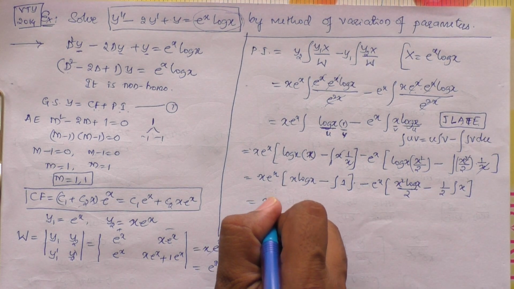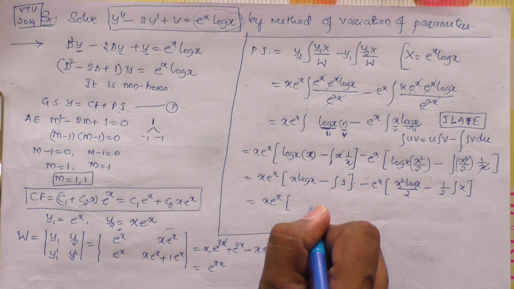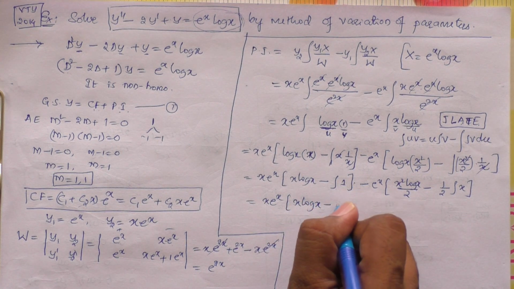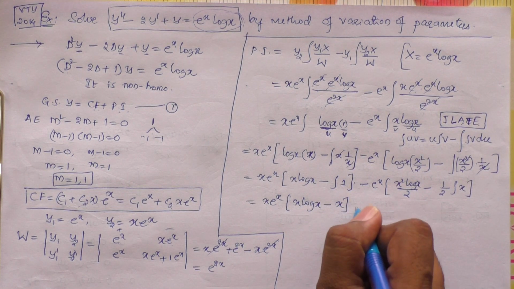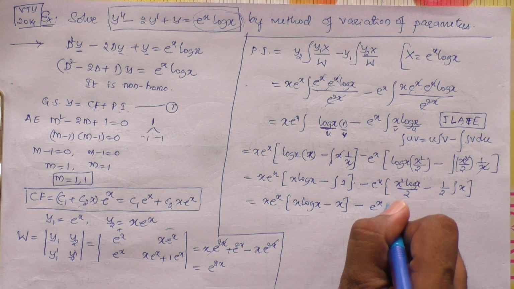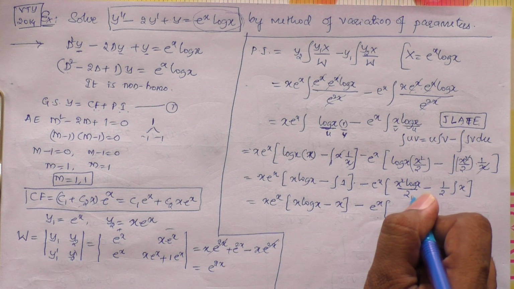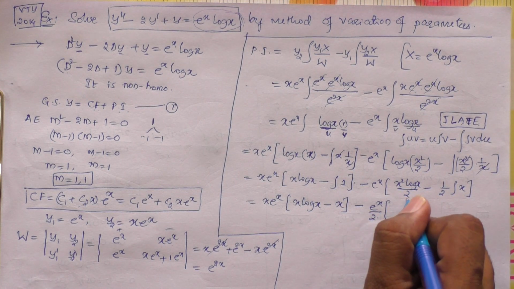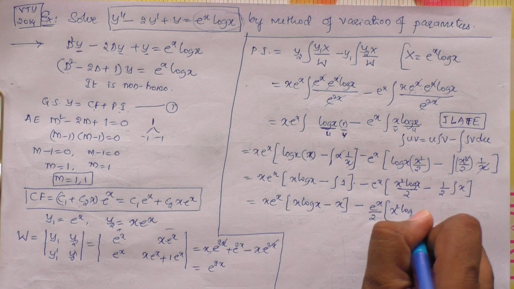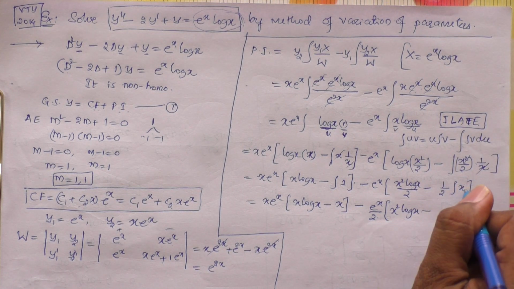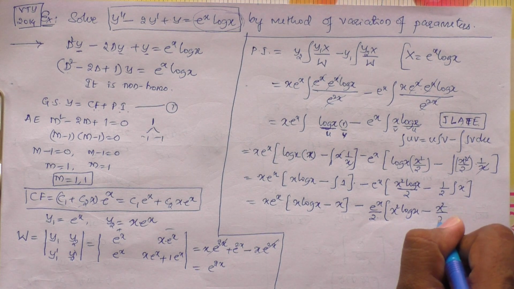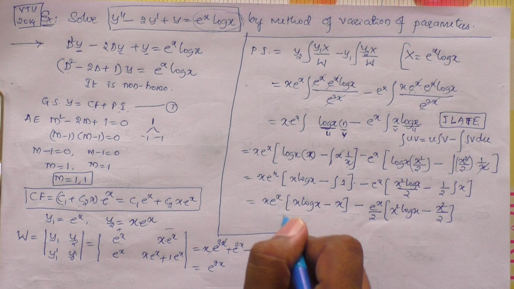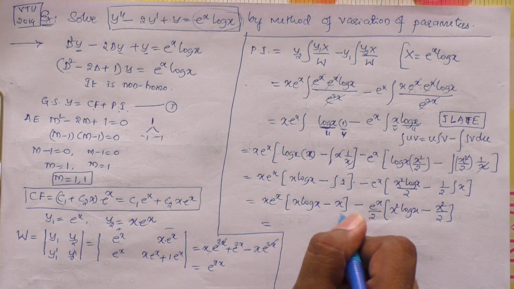So let us simplify further. x e raised to x into bracket x log x minus integration of 1, that is x, minus e raised to x. So here if you take 2 common outside, then x square log x minus integration of x, that is x square by 2. So this is what we got for pi, but still what you can do is take the common terms.